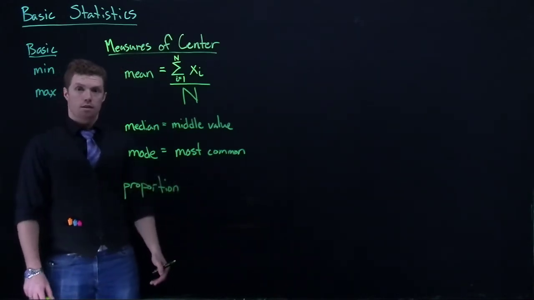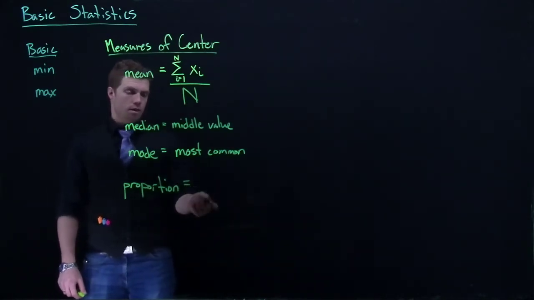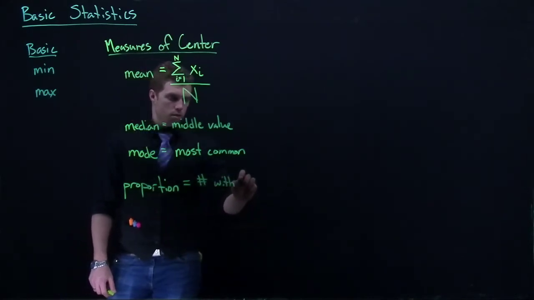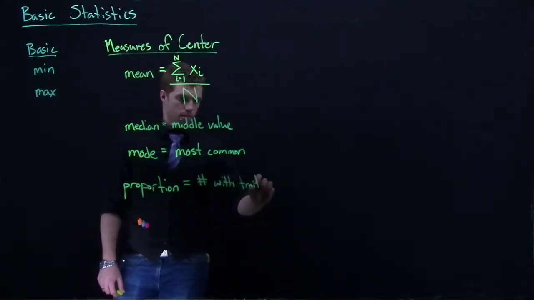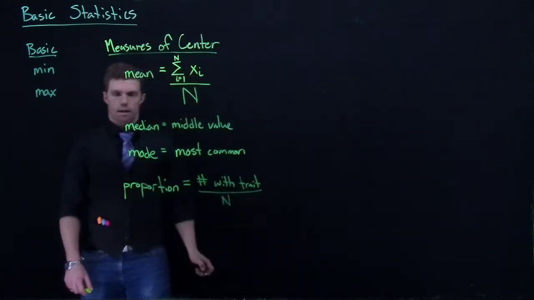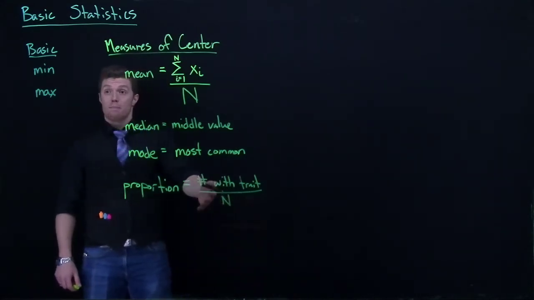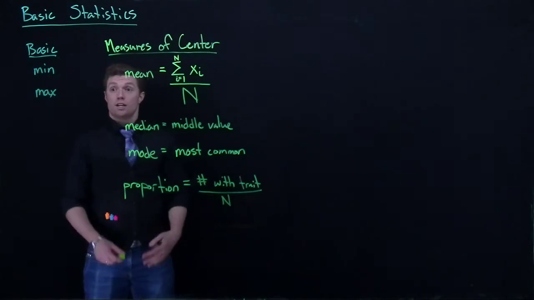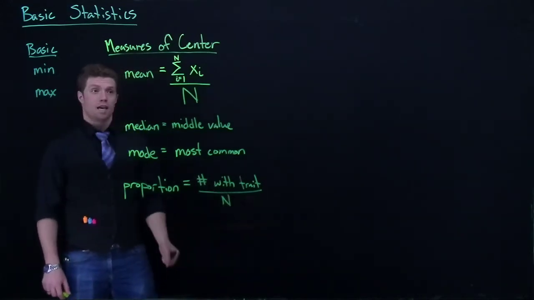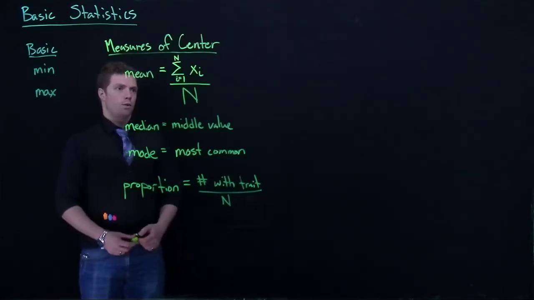And our proportion, if we did a whole bunch of categorical data, would be the number with the trait divided by the total number that we have. Now, once again, this is if we had a population with a capital N, that would be if we measured everybody in our population. Most of the time we have a sample, and so that capital N becomes a little n when we're talking about samples. Once again, software can handle that for us.